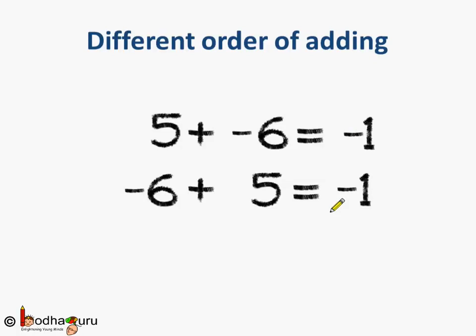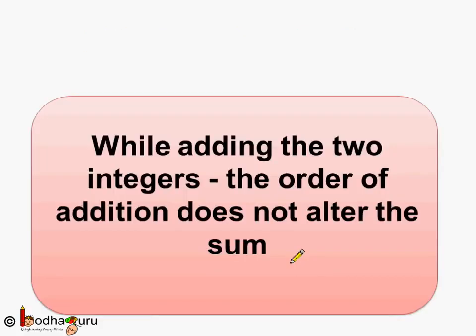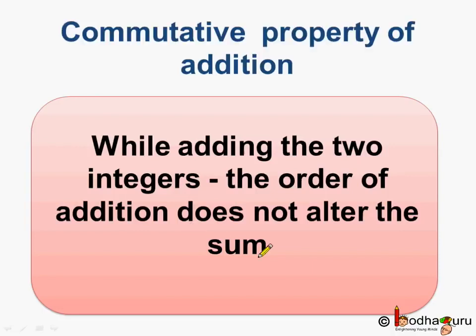5 plus minus 6 is equal to minus 6 plus 5, which is equal to minus 1. So we can say while adding two integers, the order of addition does not alter the sum. This is called the commutative property of addition, which holds true in case of integers.